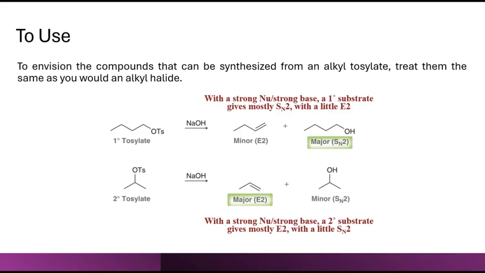To envision the compounds that can be synthesized from an alkyl tosylate, treat them the same as you would an alkyl halide, because now this is a substrate. For example, if we have a primary tosylate and we react it with a strong base, we're going to get some E2 and some SN2 as our major product. If we use a secondary tosylate now with a strong base, sodium hydroxide, E2 will be our major product, and the secondary alcohol will be our minor product. With a strong nucleophile, strong base, a secondary substrate will mostly give E2 with a little SN2.